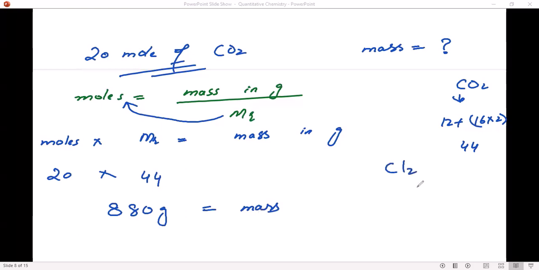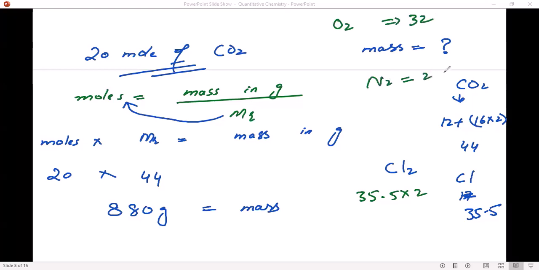Guys, for chlorine, remember in the periodic table its atomic mass 35.5 is given. But many elements exist in diatomic form, so you would use 35.5 times 2. For oxygen, O2, it is 32. For nitrogen, N2, it is 28. What is relative atomic mass? Now jump to the next.